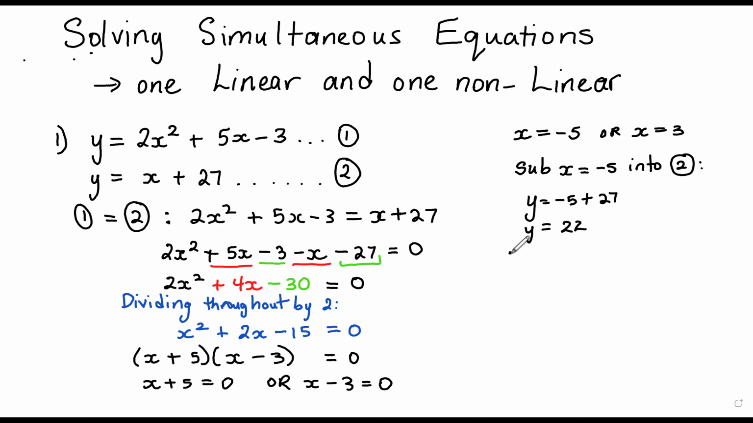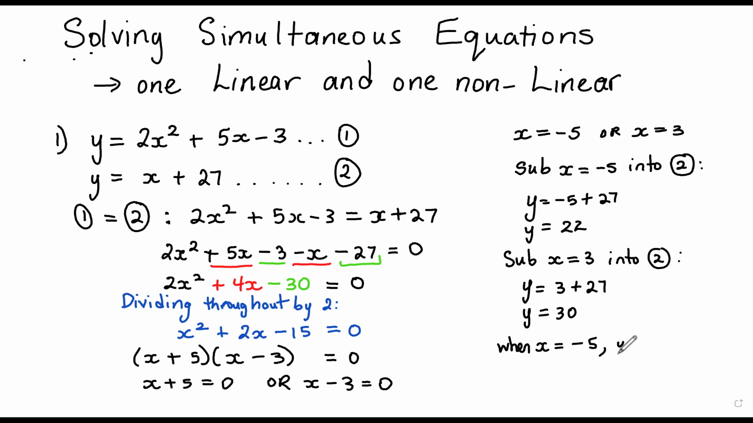And then for the second solution, I will substitute x is equal to 3 into that same equation 2, because it's just a very straightforward equation. So that would be y is equal to x, which is 3, plus 27, which gives me 30. So therefore, my two solutions would be, well, when x is equal to -5, y is equal to 22, and when x is equal to 3, y is equal to 30.